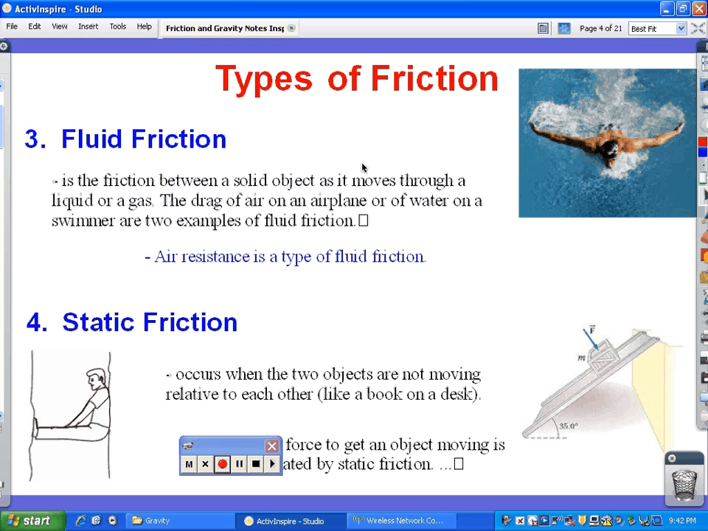Another good example is air resistance. If you ever stick your hand out the car window, you know that's a good example of air resistance. You feel the force pushing back on you.